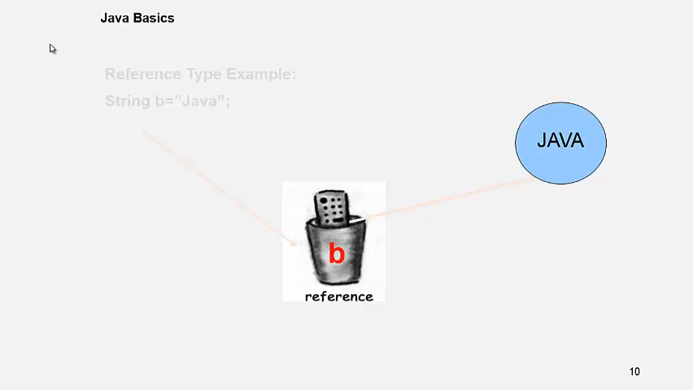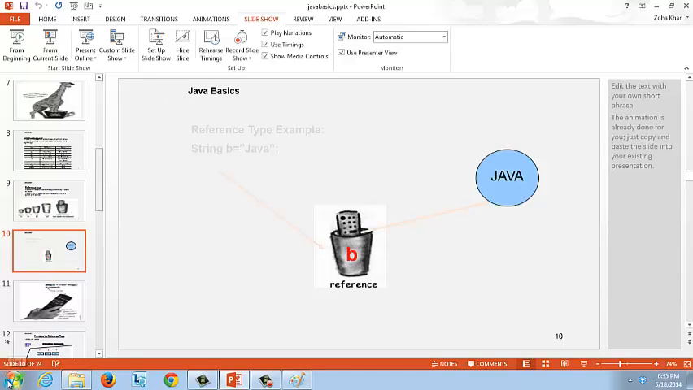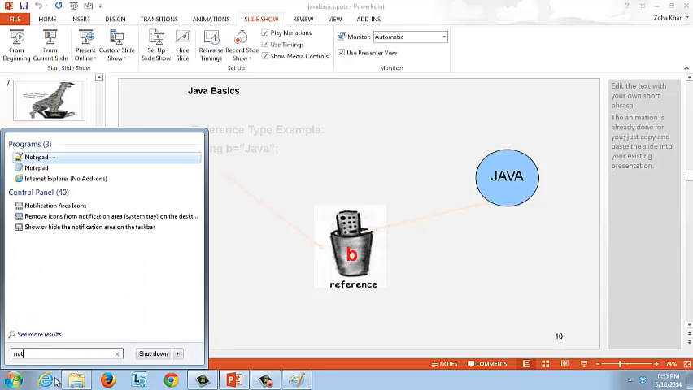If we see this example of a reference type, String B equals Java, B will contain bits that represent a way to access that Java literal. It will not contain the actual Java string object, but B just contains the bits that represent a way to get to that Java object. For example, just create a simple object.